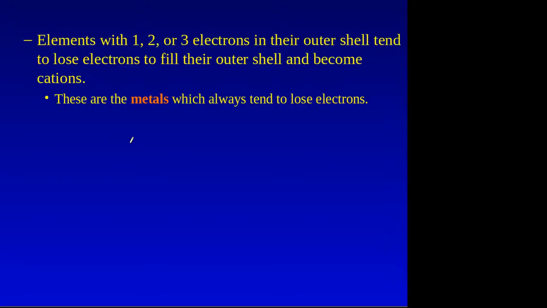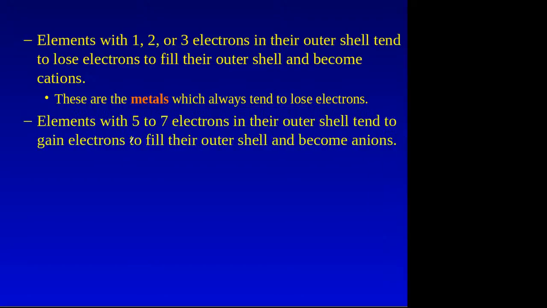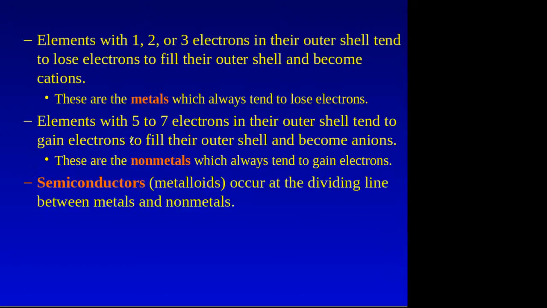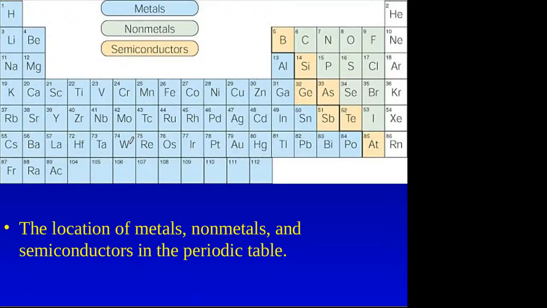And metals will always tend to lose electrons. Elements with 5 to 7 electrons in their outer shell tend to gain electrons. And these are nonmetals. Semiconductors, well, are the things in the middle, right? 1, 2, 3, 5, and 7. Well, we're missing the 4s. And so our metals are everything in blue. Our nonmetals are the things in that greenish hue. And our semiconductors are this orangish hue.